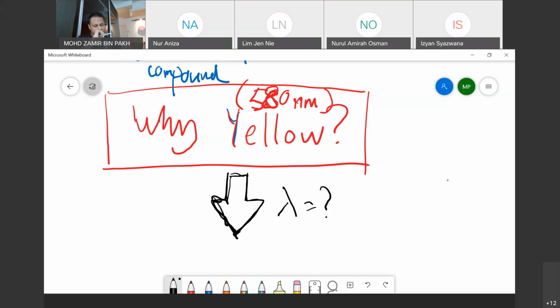Let's do some basic revision. Cuba Google what is the wavelength range of visible light and write down here.